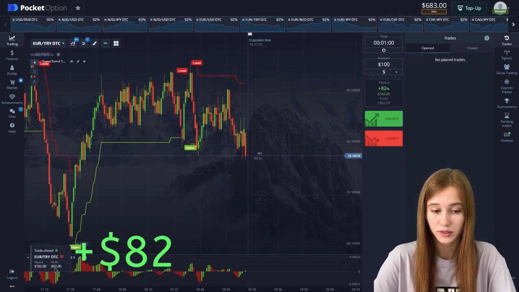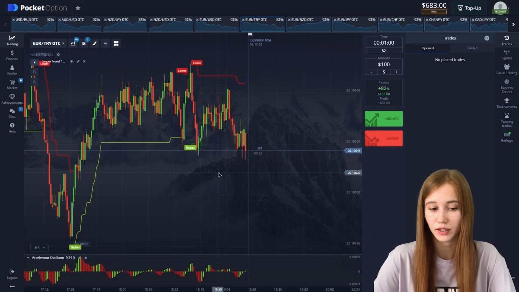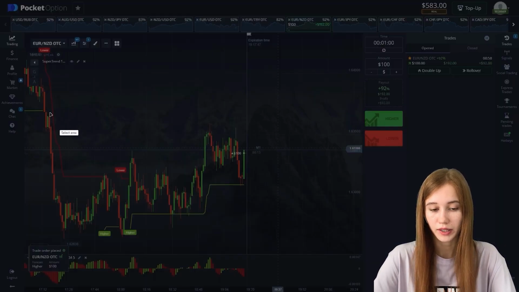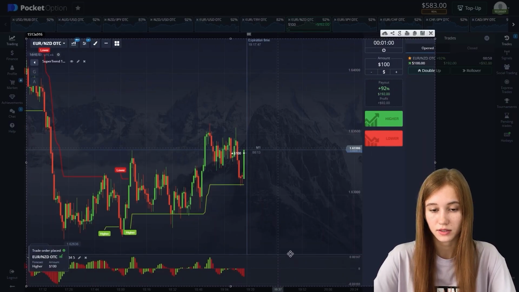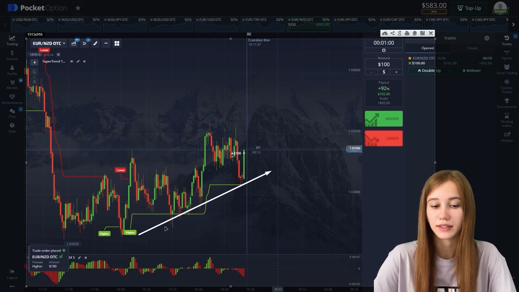Plus deal, profit $82. We open up and begin technical analysis. According to the SIPA trend indicator, there is a clear upward trend. This is what we see first.